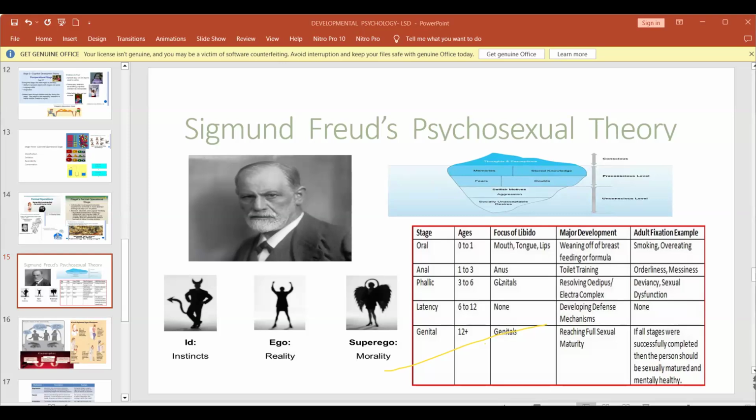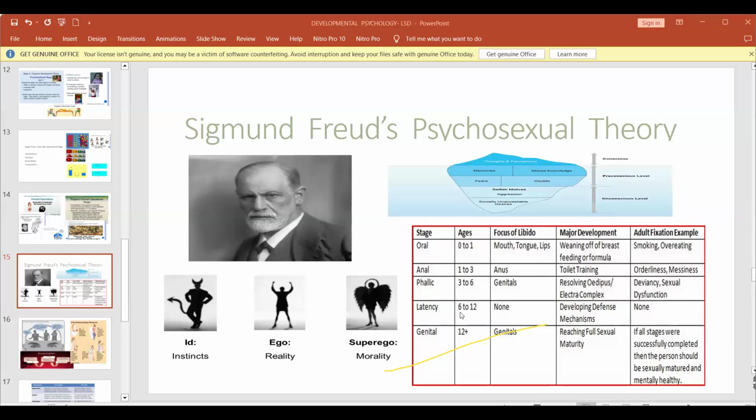First stage is the oral stage, O-R-A-L. You can look at this grid, okay? First stage is the oral stage. Oral stage is from birth up to 1 year, because it specifies age. Birth up to 1 year, the child is in the oral stage. Why is the child in the oral stage? Because his erogenic stimulation is the mouth, tongue, and the lip. It's around the mouth.